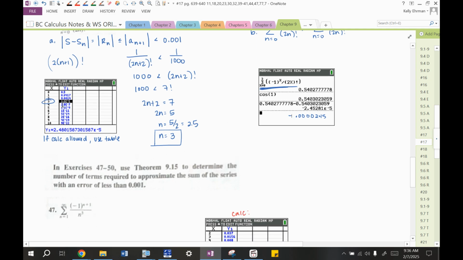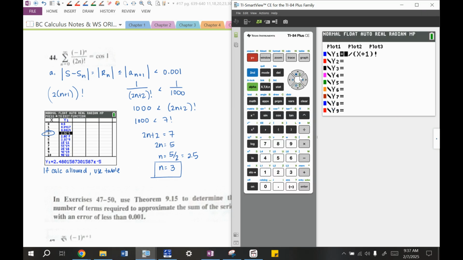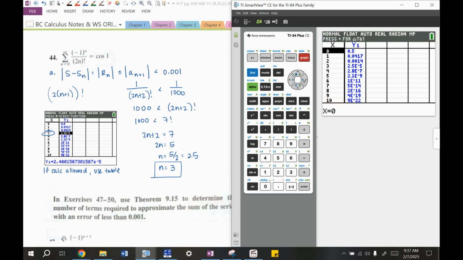Again, if you want to use a calculator for that, let me show you that one more time, sorry. You would be typing in 1 over (n+1). Don't do 1 over 2n. It's 1 over (2x+2) factorial: math, probability, factorial, and check your table again. So yeah, our table agrees. This one is a little bit more than 0.001. This one, in scientific notation, is less than 0.001.